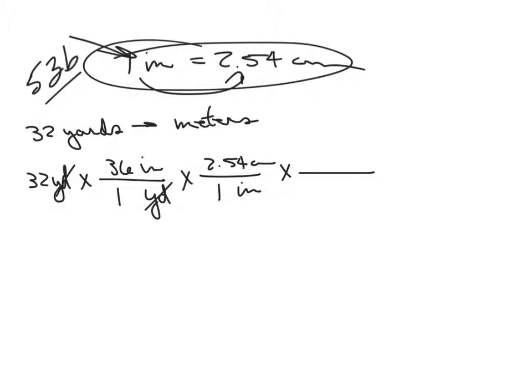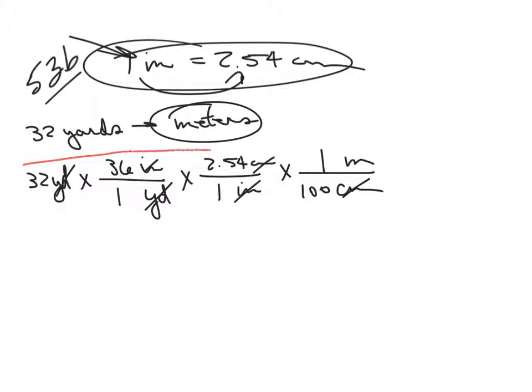Centimeters is not what we're looking for. We keep going. We cross out our inches. Put centimeters on the bottom, and we're trying to get to meters. Do we know anything about centimeters and meters? Yes, there are 100 centimeters in 1 meter. Cross out our centimeters. That's what we're looking for, so that's where we stop.